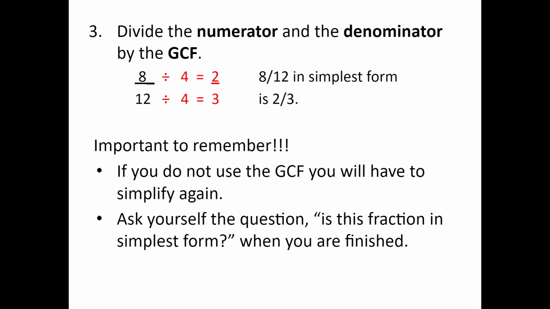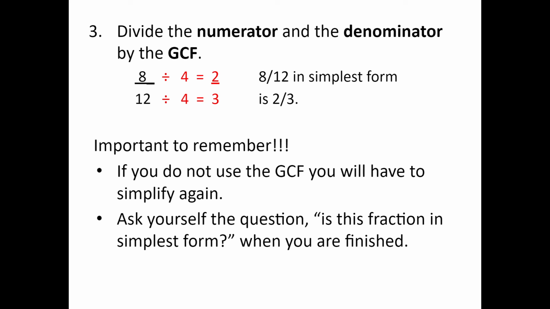Important to remember, if you do not use the greatest common factor, you will have to simplify again. Let's say I didn't use 4. Let's say I used 2 instead. Well, if I divided the numerator and denominator by 2, it would not have given me the simplest form. So I would have to simplify that new fraction.